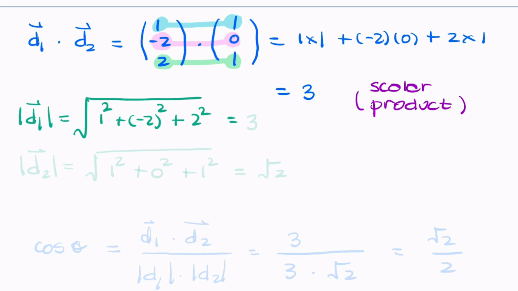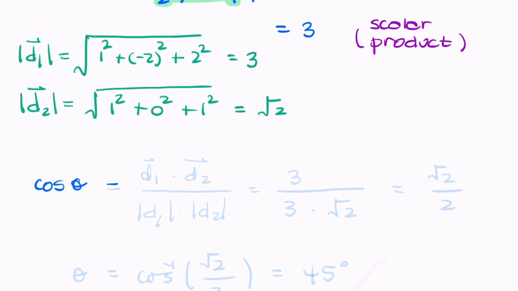And that looks like it's going to be 4 plus 4 plus 1 under the square root, which is 3. And the modulus of d2 is the square root of 1 squared plus 0 squared plus 1 squared, which is the square root of 2. So now we can write our formula again.